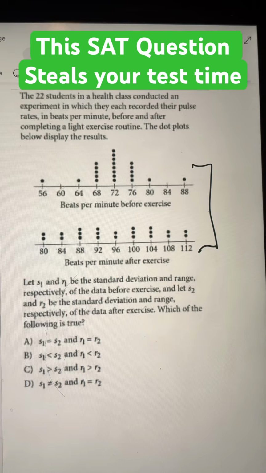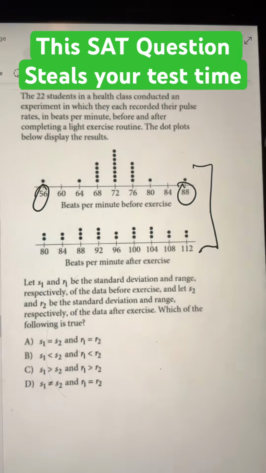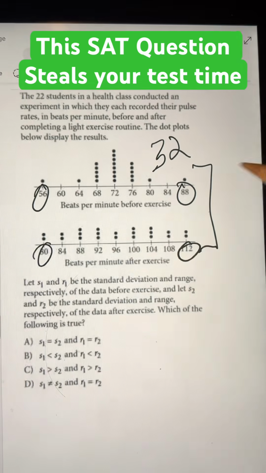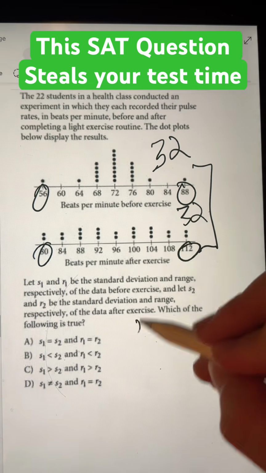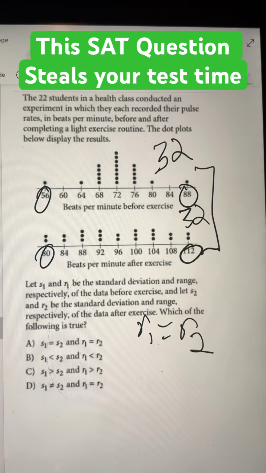Let's start with the range, which is easy to calculate. It's just max minus min. So in the first one, it's going to be 88 minus 56, which equals 32. And on the second chart, it's going to be 112 minus 80, which is also 32. So R1 equals R2.